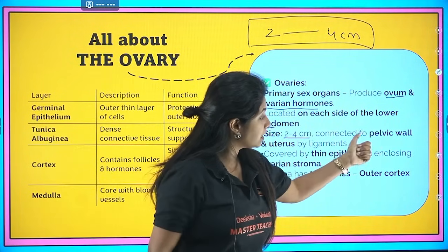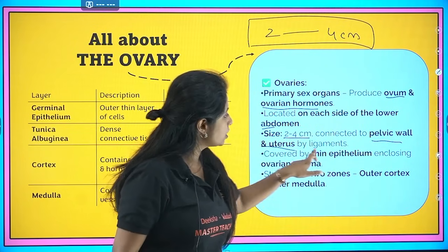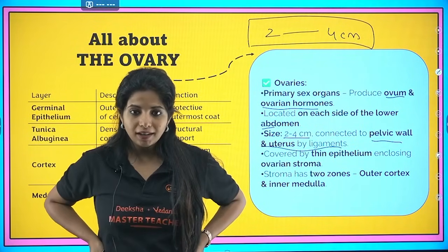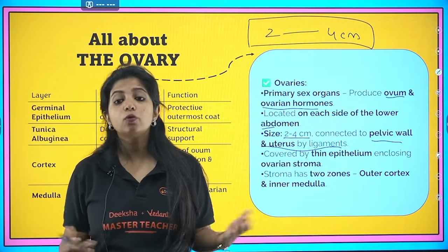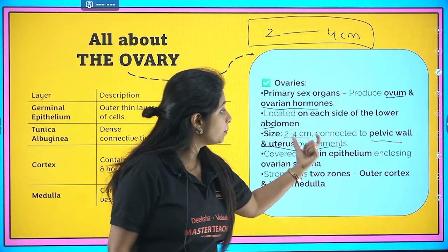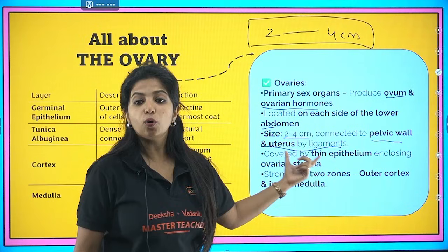And it is connected to the pelvic wall and uterus by ligaments. Pelvic wall as in this wall. I told you there are broad ligaments to connect, right? And it is also attached to the uterus, right? Through what? Through ligaments. Fine. It is covered by thin epithelium enclosing the ovarian stroma.